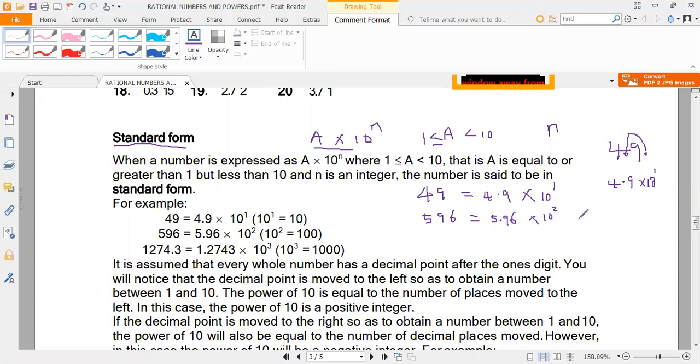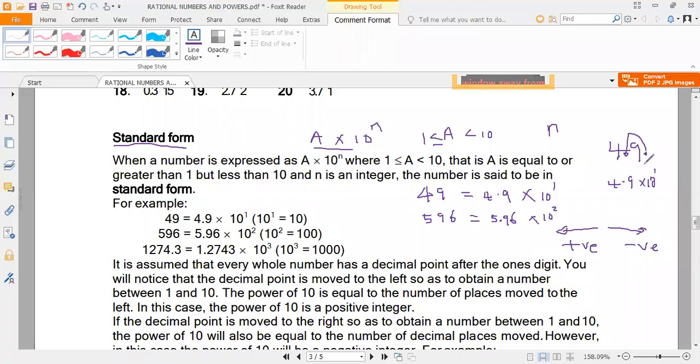So the decimal point can either move to the right or to the left, or what you can call forward and backwards. Whenever a decimal point moves to the right, the power of 10 becomes negative. And whenever a decimal point moves to the left or backwards, the power becomes positive. So when the decimal point moves to the left or backwards, the power becomes positive, and when the decimal point moves to the right or in front, the power becomes negative.